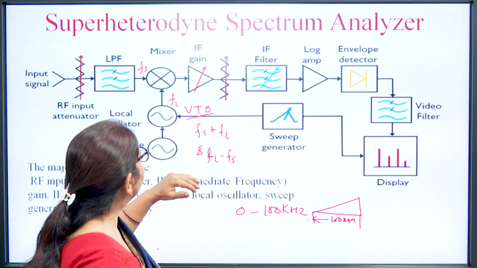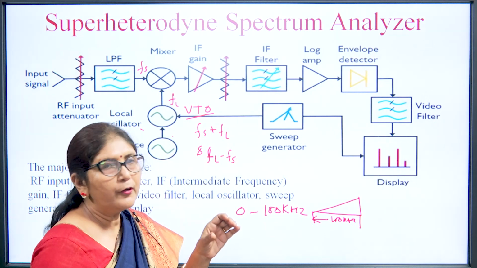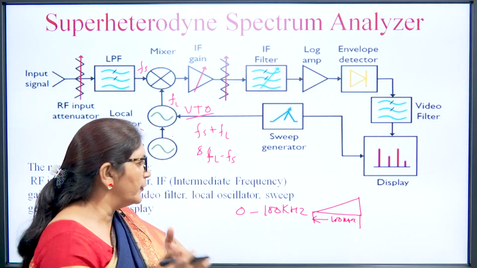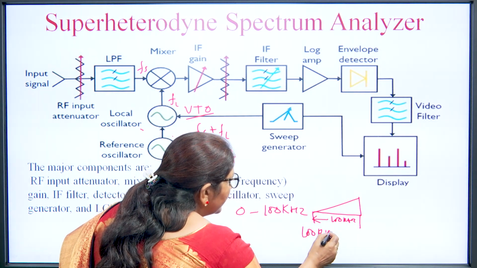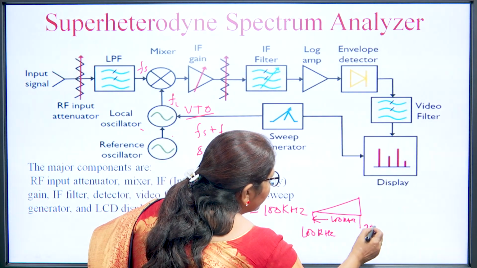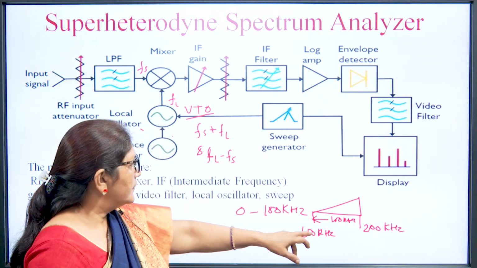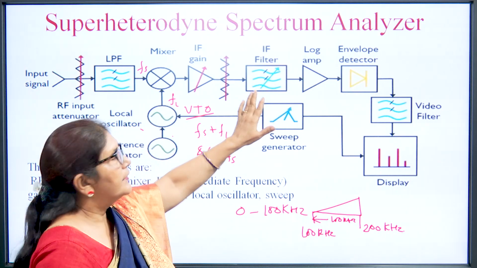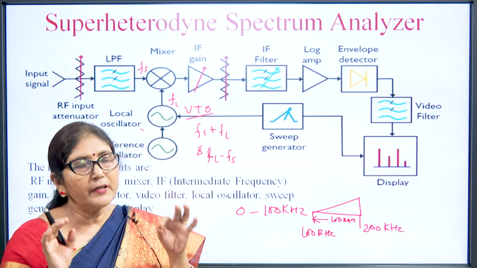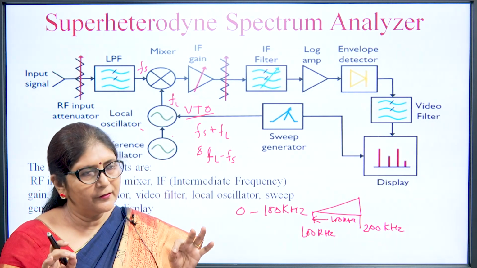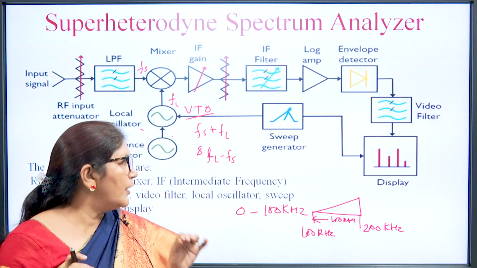and suppose this local oscillator is producing a signal from 100 kilohertz to 200 kilohertz. And this IF filter has a band of 100, it will only pass the frequency which is 100 kilohertz. So, that signal is passed through the IF filter which has 100 kilohertz frequency.